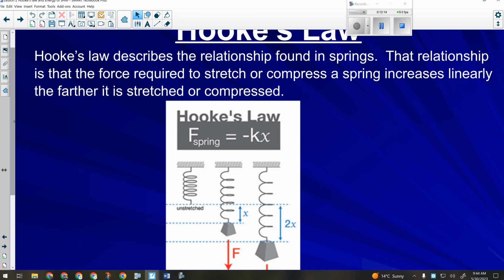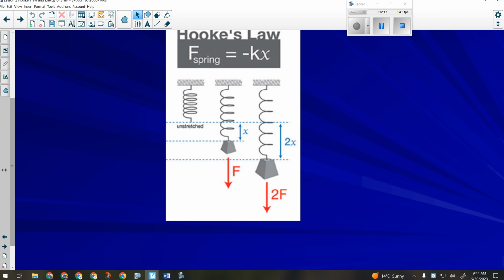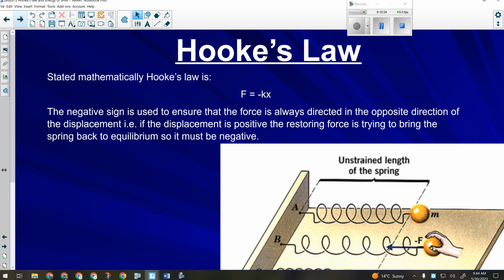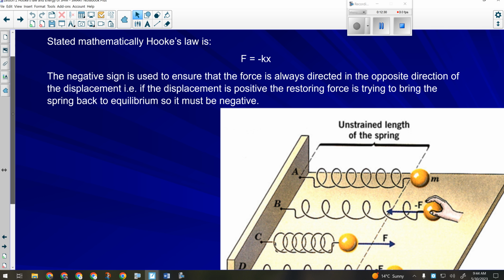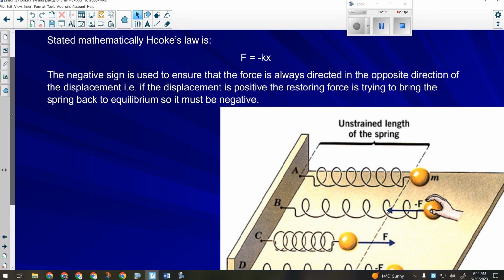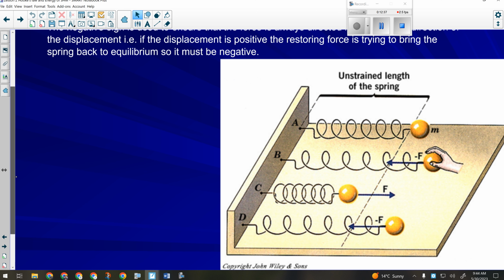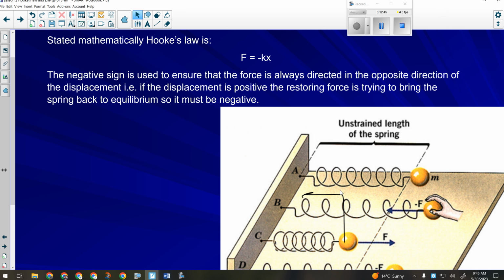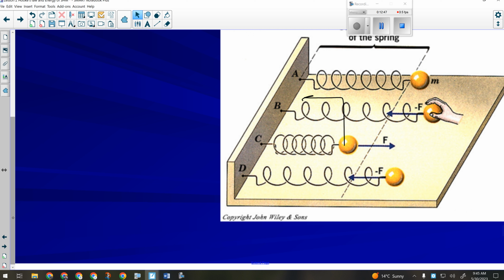All right, so that was Hooke's law. There's a certain amount of force; there's 2 times that force, it stretches 2 times as far. Pretty straightforward, right? So that's basically saying the same thing. The negative sign is used to ensure that the force is always directed in the opposite direction of the displacement. So if I was to compress the spring, like you see in C here, if I was to push the spring inwards, then the spring has to push back in the other direction. F is always going to be opposite.